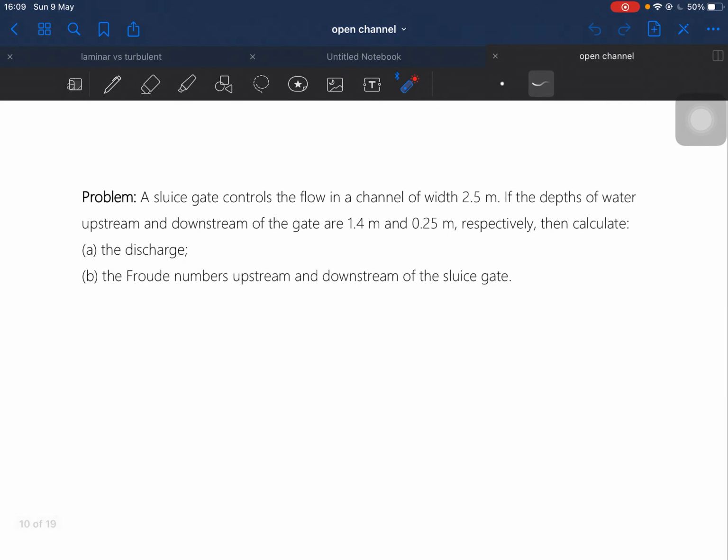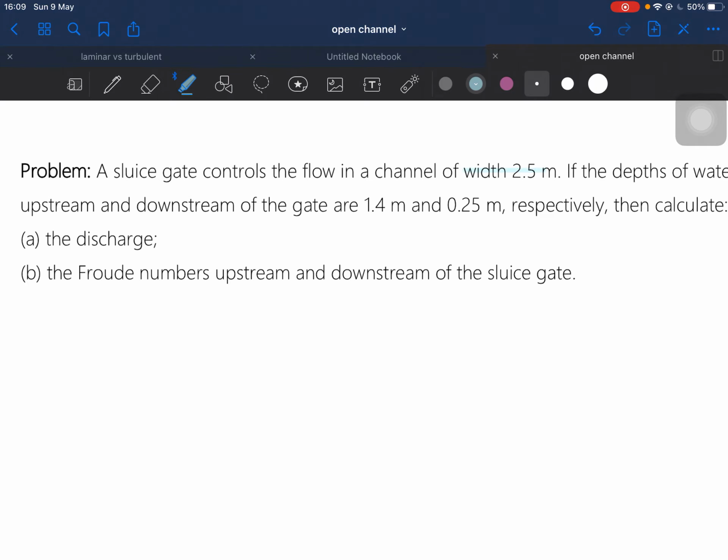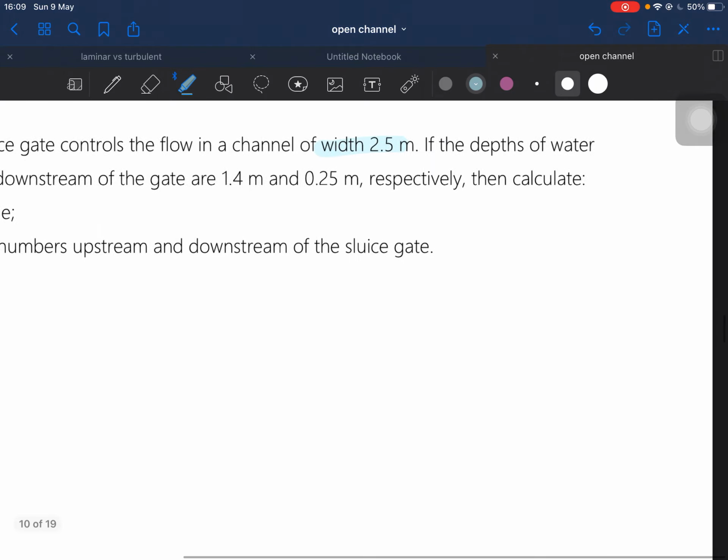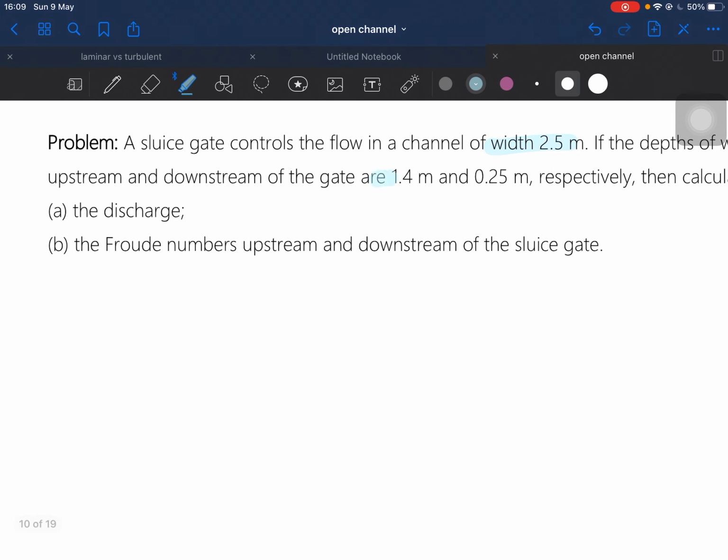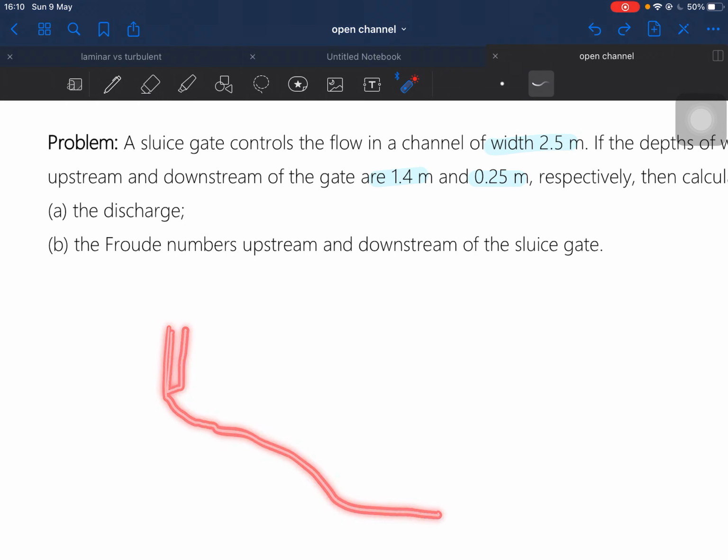This sluice gate controls the flow in a channel of width 2.5 meters, and the depth of water upstream and downstream are 1.4 and 0.25. I guess it's something like this. The upstream is going down here. I don't want to draw this one, I'm not really good at drawing. The sluice gate is going to be like this, right? And the water is flowing down here. So this is 1.4 and this is 0.25. Just imagine that it's flowing from the upper part and going to the lower part.